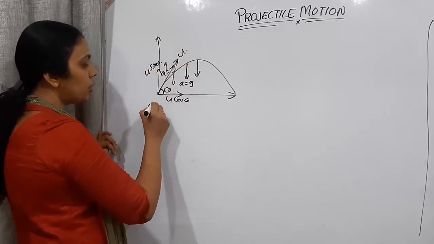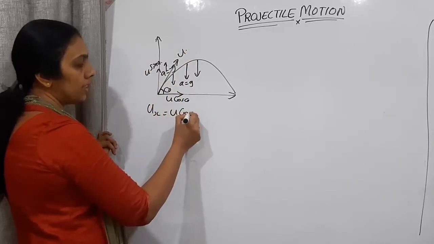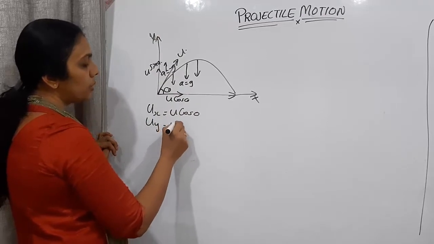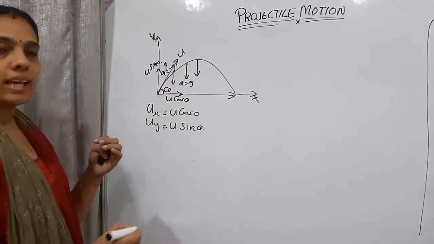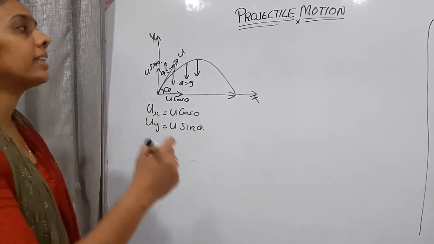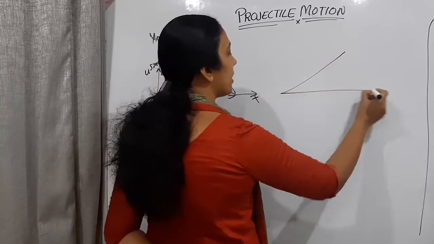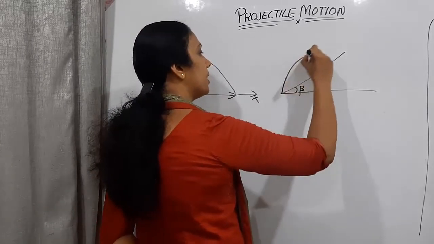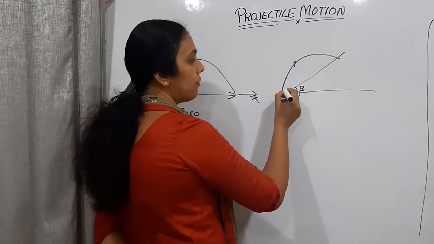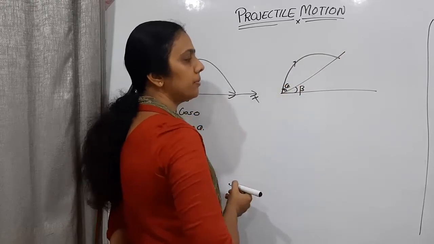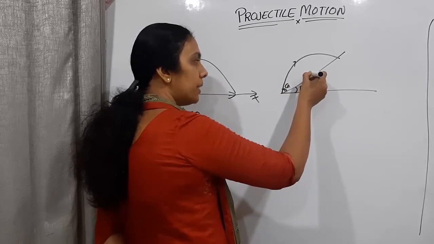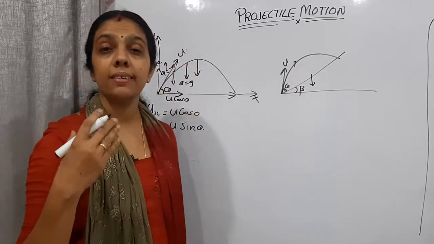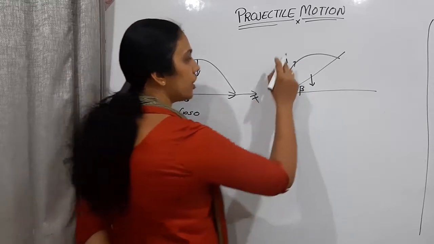So we can write ux equals u cos theta, that is along the x-axis, and uy equals u sin theta. The same way, suppose the object is on an inclined plane, making an angle beta. This is the inclined plane, and here the object is in projectile motion. In this case, it is making an angle theta. Here we should consider that acceleration acts vertically downwards. This is the velocity, and we can consider it in components. This is the initial velocity which is acting.